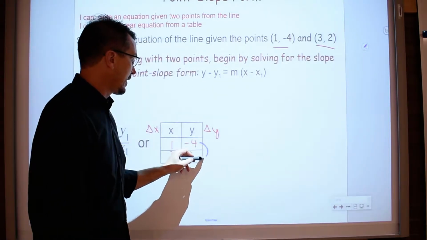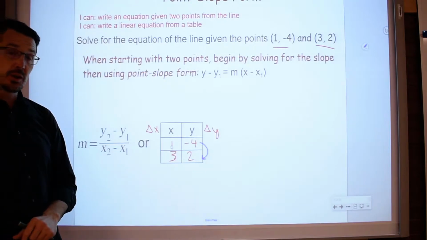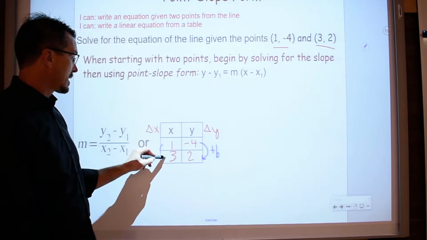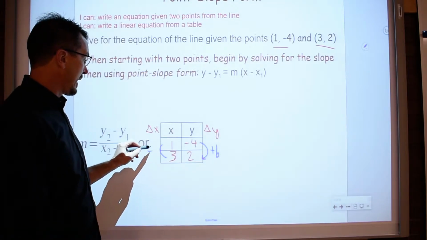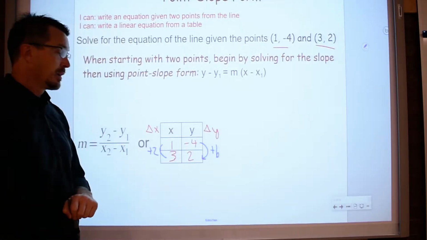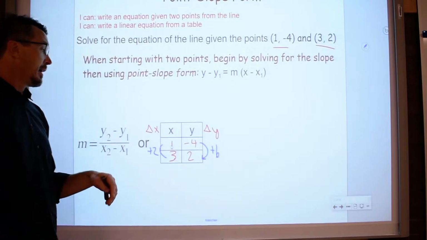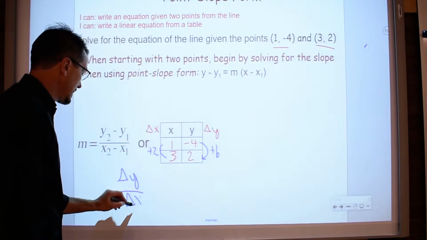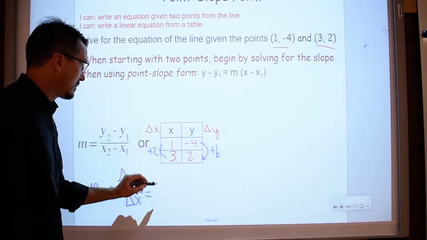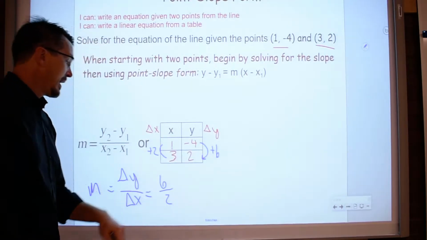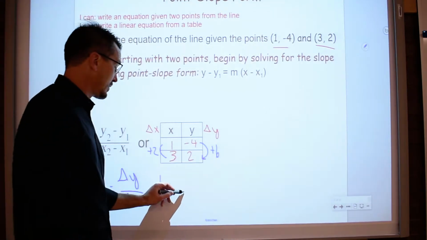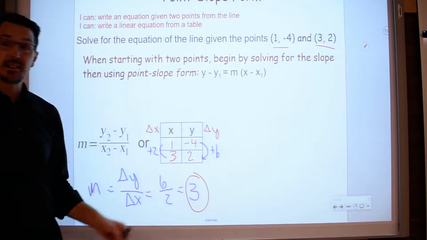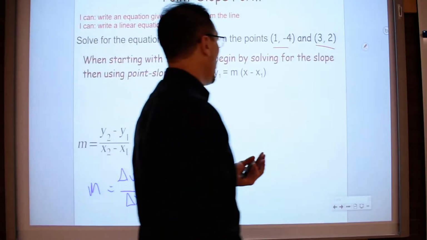And I can see that in the y, it changes from -4 to 2, it increases by 6. And from 1 to 3, it increases by 2. Right? So now I have a slope of the change in y over the change in x equals my slope. And so that's going to be 6 over 2. And 6 over 2 can be simplified down to 3. So I now know that my slope is 3. That's awesome. Now, all I need is to pick a point.